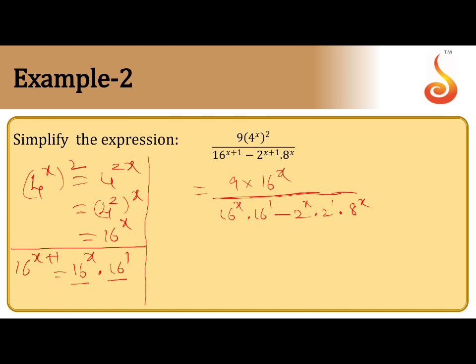Now we can go for further simplification. Here 16 power x is there, here 16 power x. You can't cancel that because here minus is there. So let us see what is possible to simplify. Observe here, 2 power x into 8 power x.